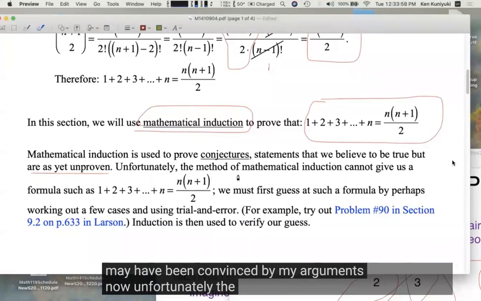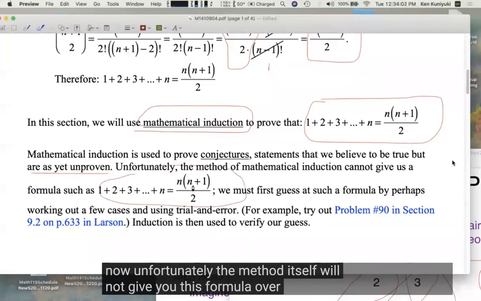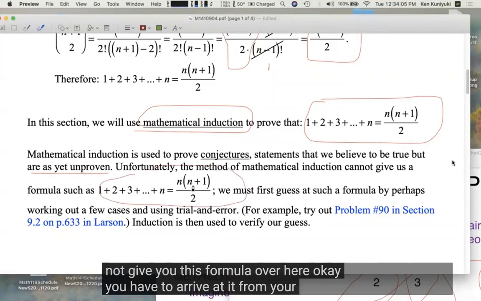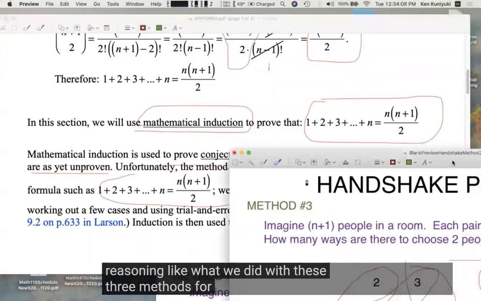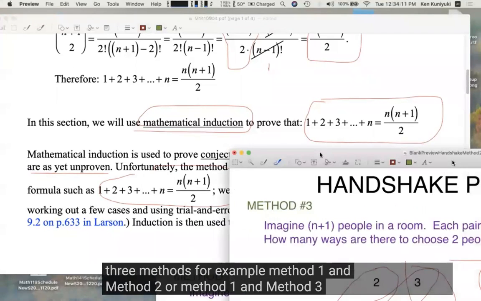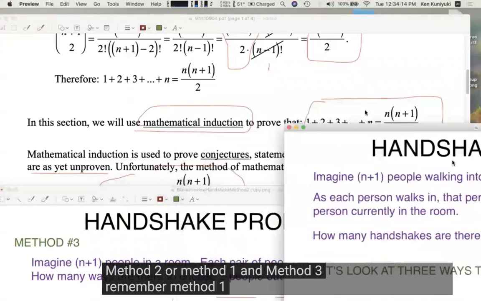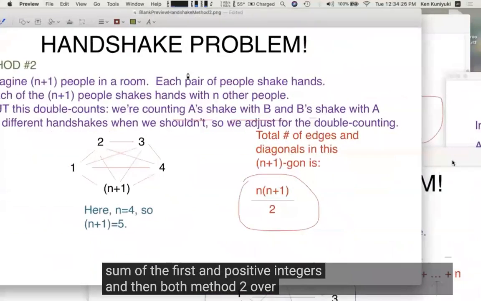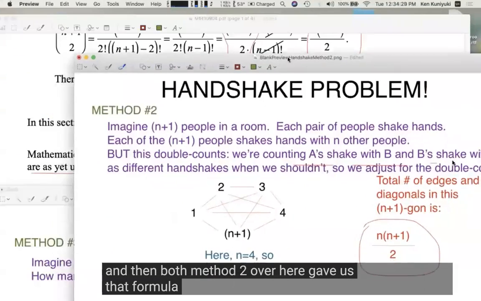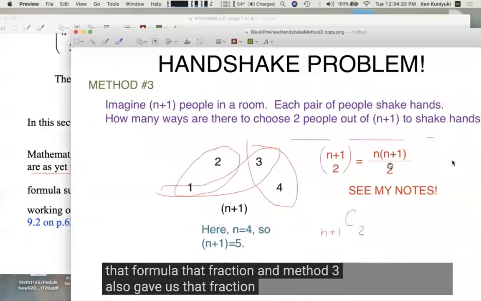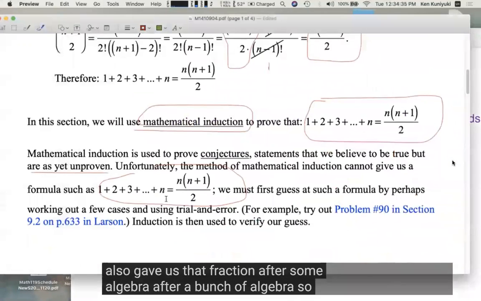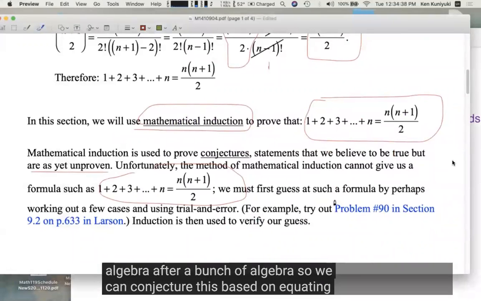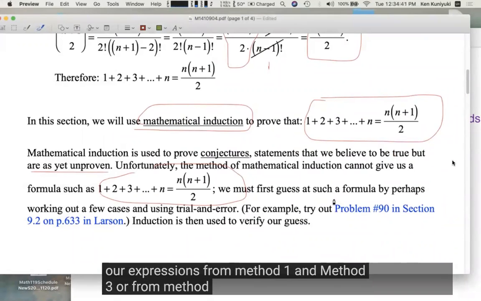Now, unfortunately, the method itself will not give you this formula over here. You have to arrive at it from your reasoning, like what we did with these 3 methods. Remember that method 1 gave us the sum of the first n positive integers, and then method 2 gave us that fraction, and method 3 also gave us that fraction after a bunch of algebra. So we can conjecture this based on equating our expressions from method 1 and method 3, or from method 1 and method 2.